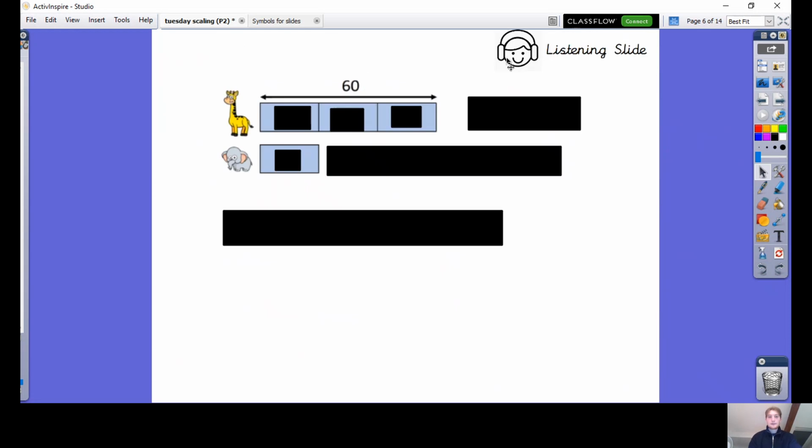Okay, let's go through the answers quickly then. We know that the giraffe is 3 times bigger than the elephant. The elephant's 3 times smaller than the giraffe. As the giraffe's 3 times bigger than the elephant, we're going to draw 3 parts to our bar model. And we know those 3 parts add up to 60, because that's the height of the giraffe. So our first question we would do is 60, which is the giraffe's height, divided by 3, because that's how many parts there are to the bar model here, which is 20.